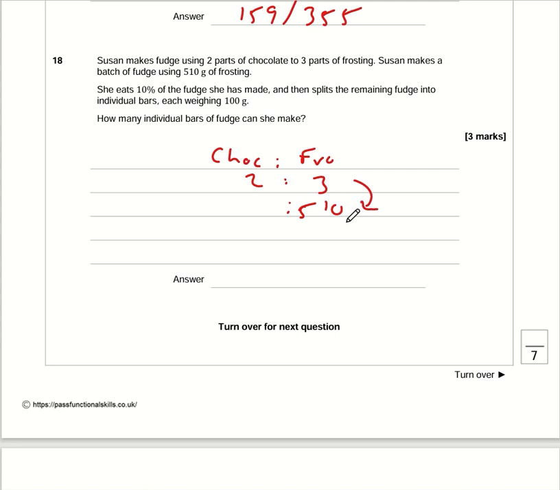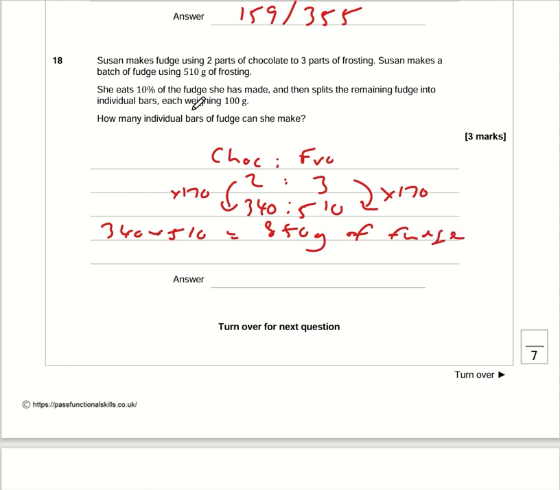So what we need to ask ourselves is how many times greater than 3 is 510? Well, the answer to that question is, what is 510 divided by 3? And the answer is 170. So we're boosting the ratio by 170, so we need to multiply this figure by 170 as well. 2 to 3 is the same as 340 to 510. So if fudge is being made with 340 grams of chocolate and 510 grams of frosting, then the fudge will weigh 340 plus 510, which comes to 850 grams. So that's 850 grams of fudge.